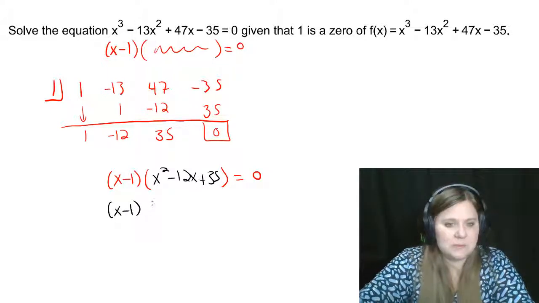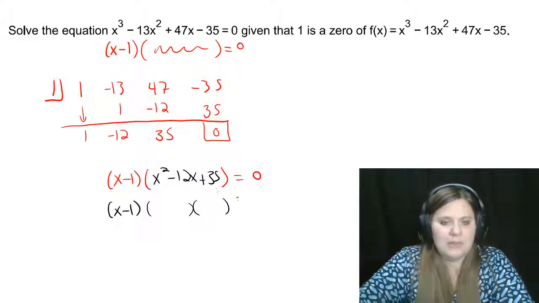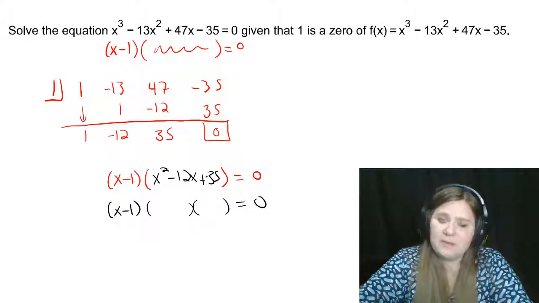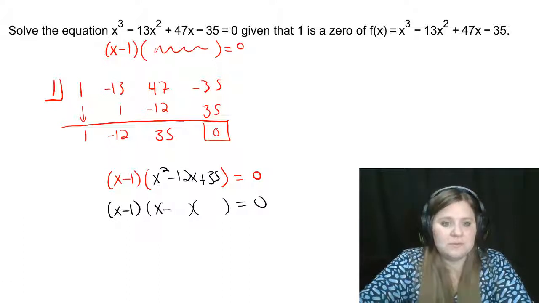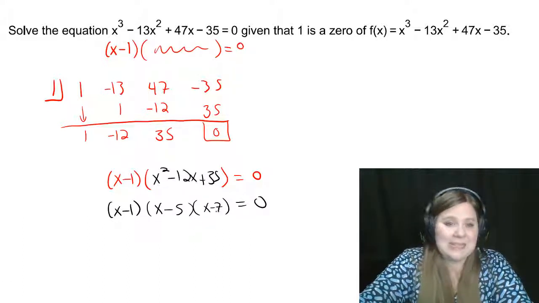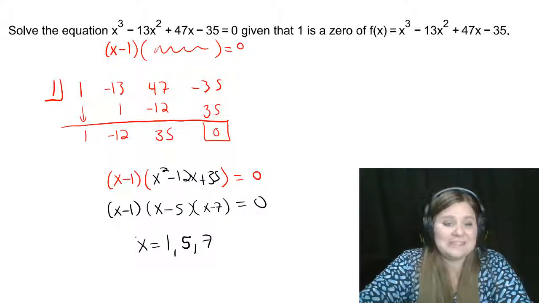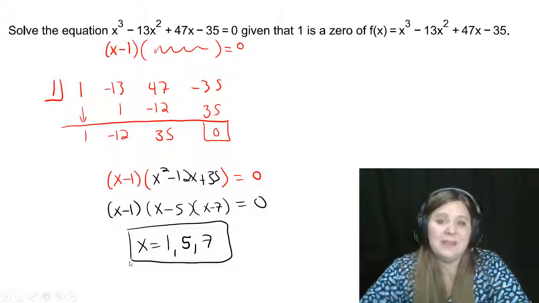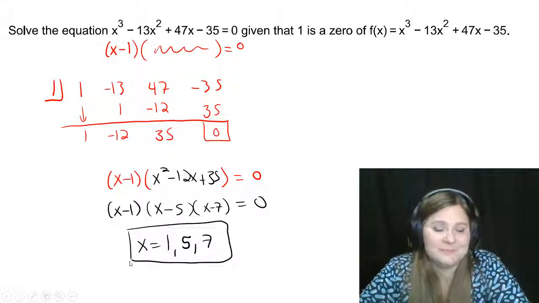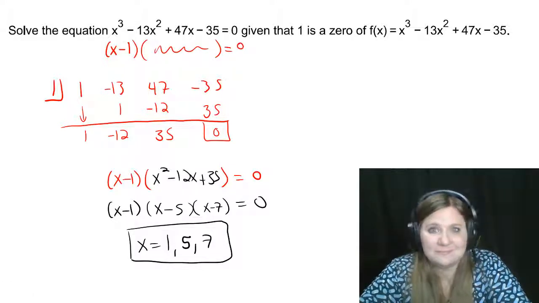So I have x minus 1, and I need to find two numbers that multiply to 35 and add to -12. Those two numbers are -5 and -7. So that gives me x equals 1, 5, and 7 as my 3 answers. Excellent job with that division.